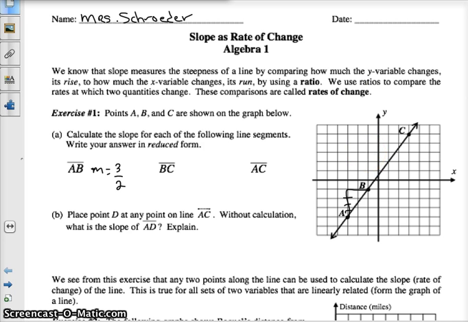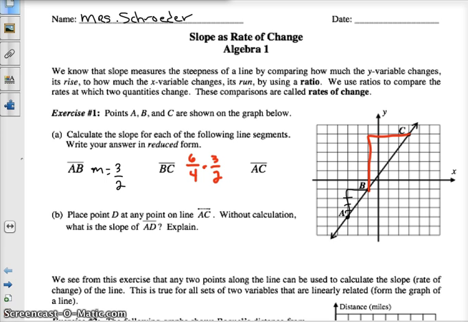From B to C, we're going to go up, and then we're going to make a right here. And we went up 1, 2, 3, 4, 5, 6 over 1, 2, 3, 4. So that's 6 over 4, which is equal to 3 over 2.